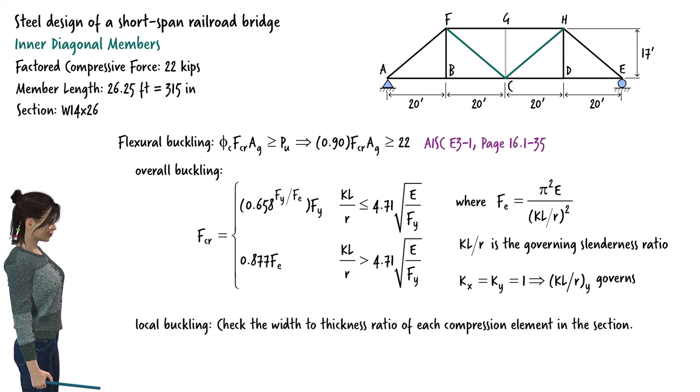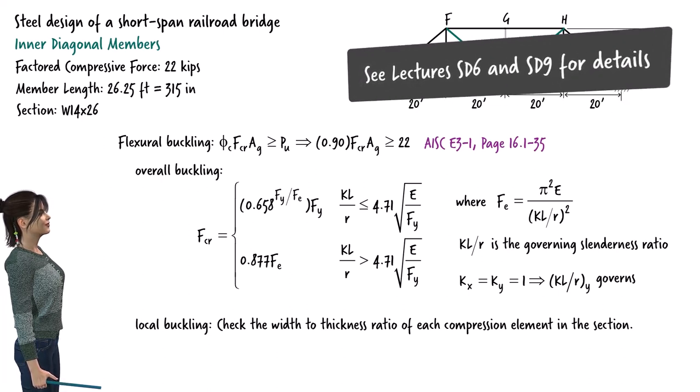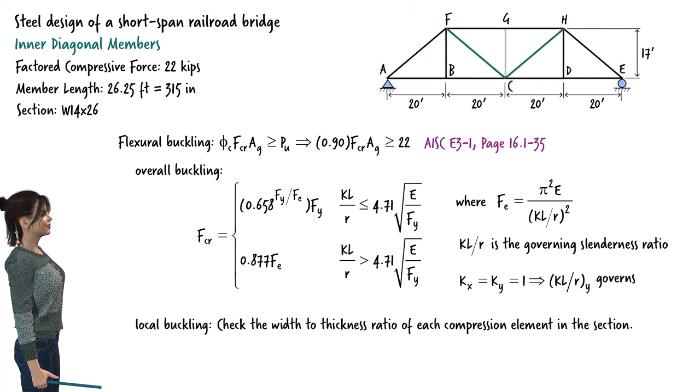We also need to check for local buckling. If local buckling controls, we need to update the calculated critical buckling stress accordingly. The details of this process were previously explained in lectures SD6 and SD9. Let's go ahead and calculate the buckling strength of the inner diagonal members for the W14x26 section.